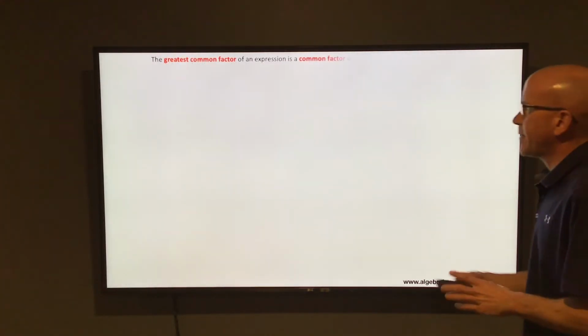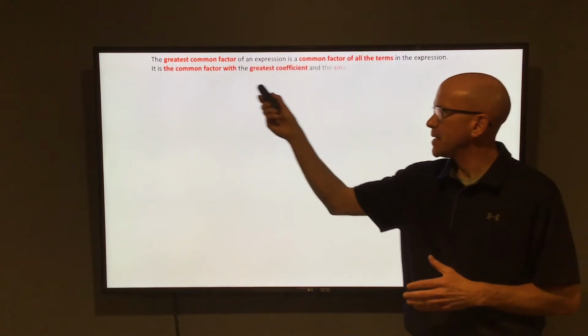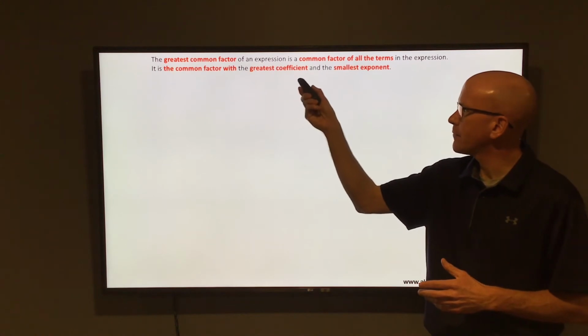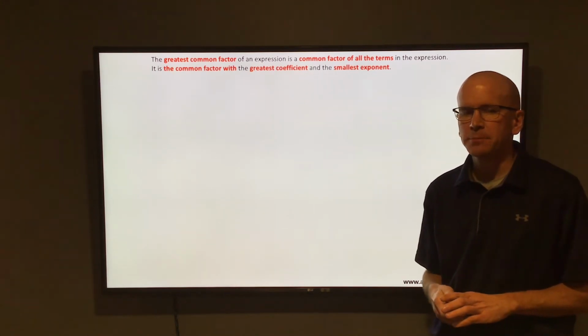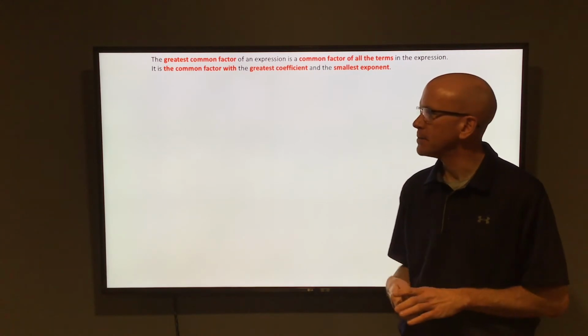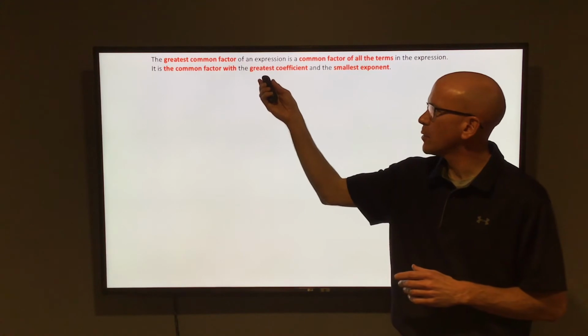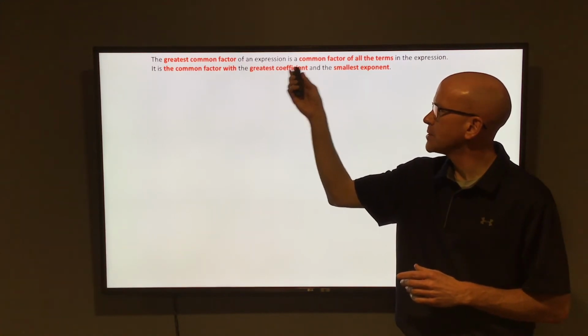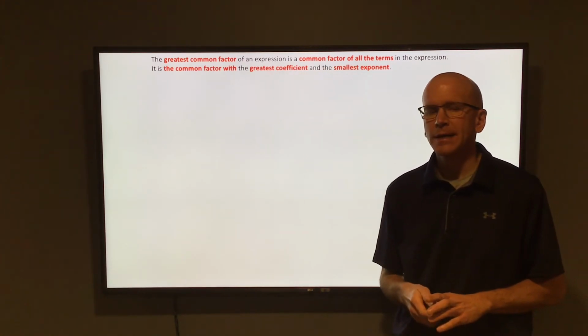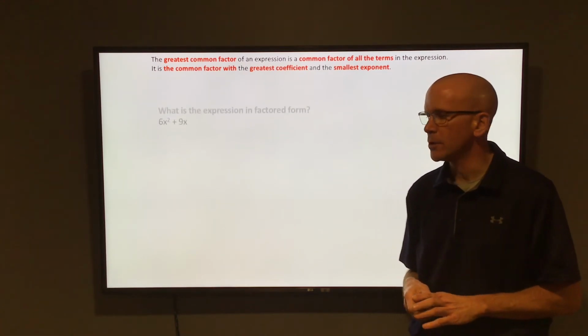The greatest common factor of an expression is a common factor of all the terms in the expression. It is the common factor with the greatest coefficient and the smallest exponent. So when you're looking for the greatest common factor of an expression, you're looking for the common factor with the greatest coefficient of the terms and the smallest exponent. Especially when you're dealing with variables there, you're looking for the smallest exponent when you're looking at the greatest common factor.